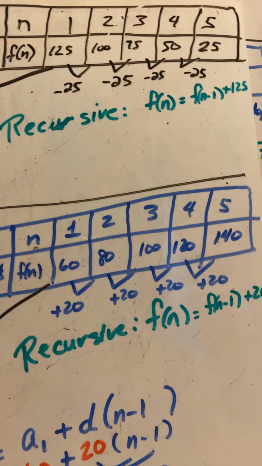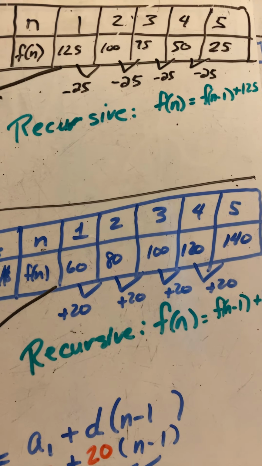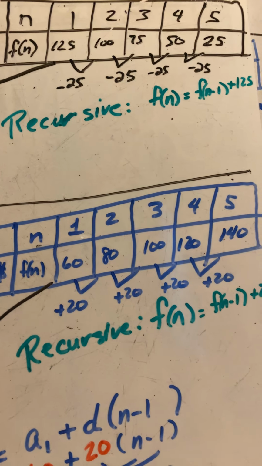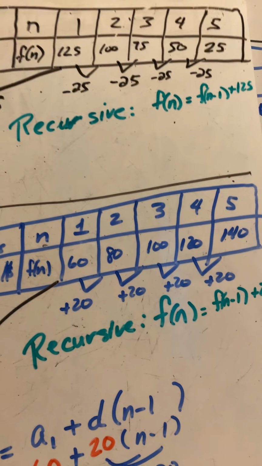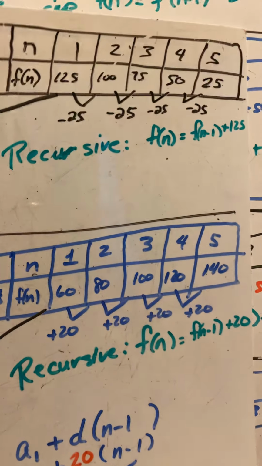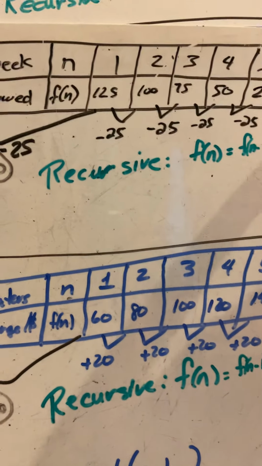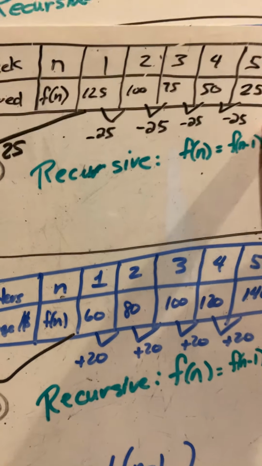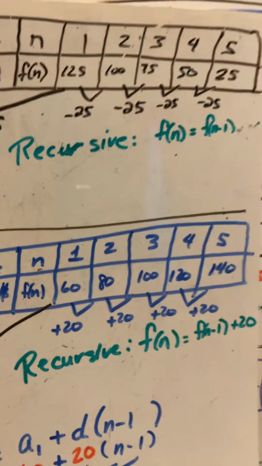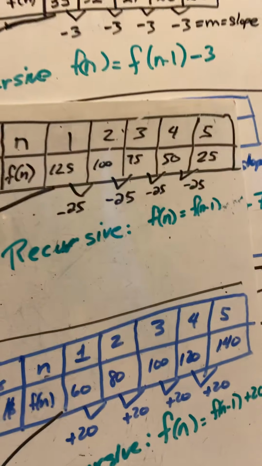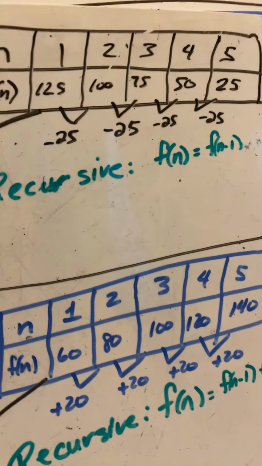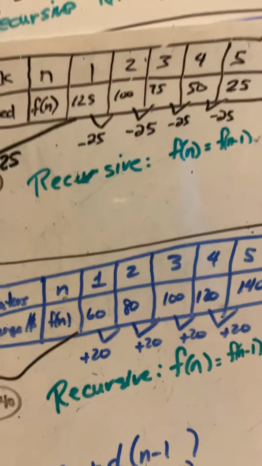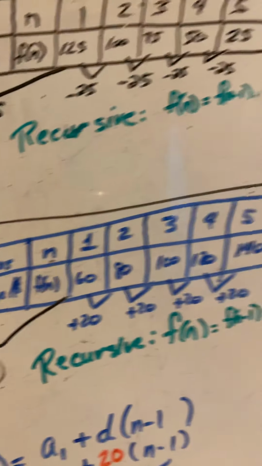The recursive formula is f of n equals f of n minus 1, which is the term before me. That's not right. It should say minus 25. Sorry, getting a little ahead of myself here. I was starting to do the explicit formula. It should say minus 25. Let's make that adjustment. Again, it's the common difference every time, the common difference. Moving on, the very last one.